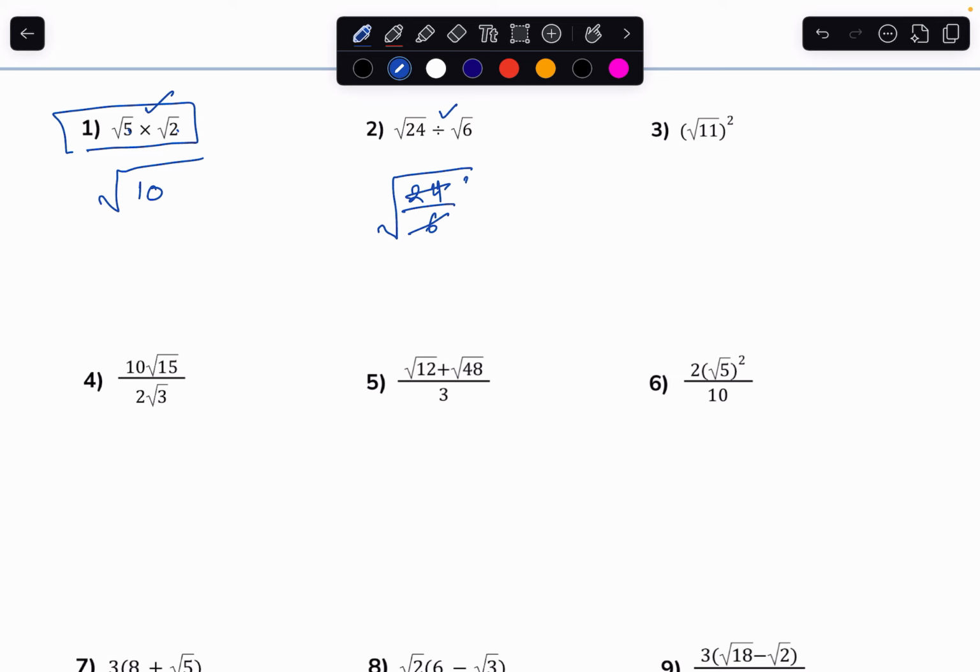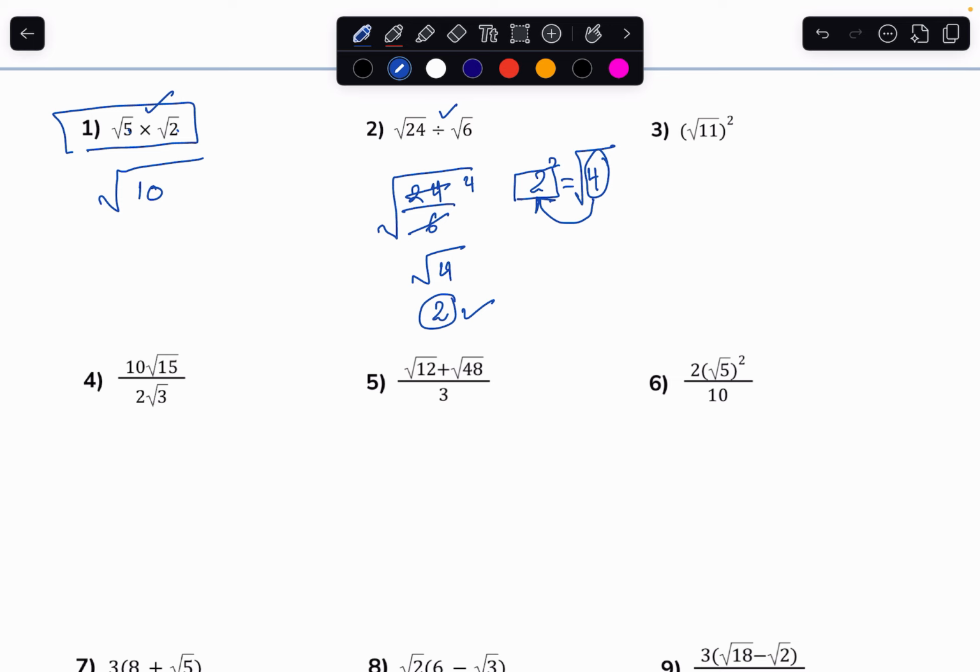24 divided by 6. 6 times 4 is 24. So root 4, and 4 is a square number, the base of which is 2, right? 2 squared is 4, right? Since this is in root, when a square number is in root, it originated from whichever number, that number is your answer. Meaning the base of that number is your answer. 2 is the base, so 2 is your answer.